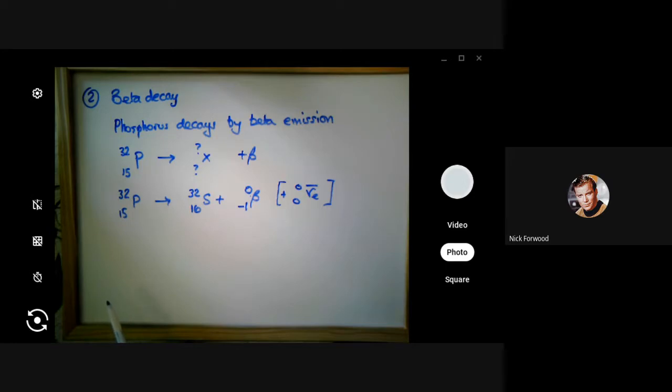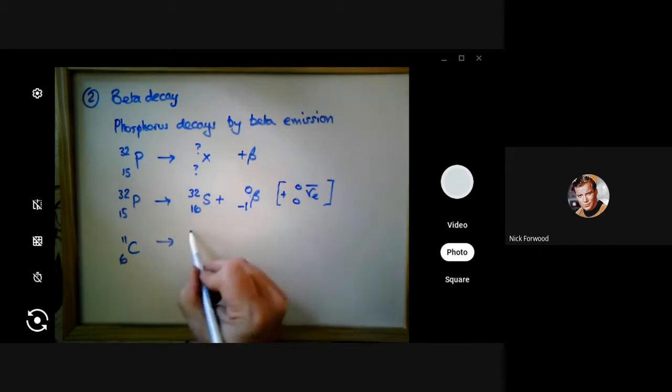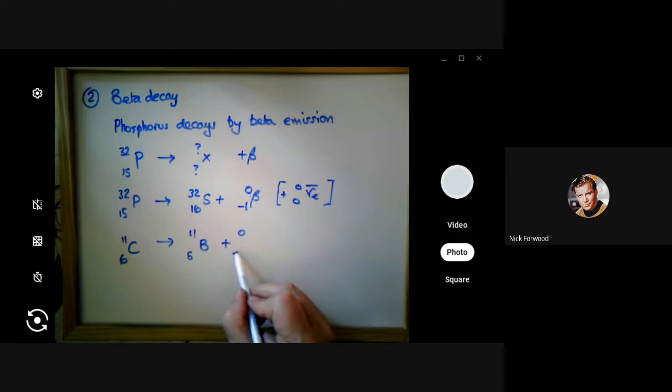But the mass number gets a little bit more awkward. The mass number stays the same, but the atomic number here has gone up by 1. With positron emission, the atomic number goes down by 1. And an atom that does this is carbon 11. Carbon 11, it's number 6 in the periodic table, and it decays into boron plus a positron. Now remember, a positron has got a +1 charge.